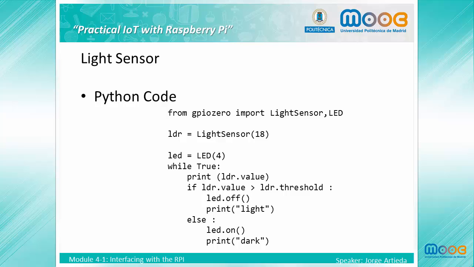This is the code we use to read the light sensor. First, we see that the light sensor is connected to pin 18 and the LED is connected to pin 4. Second, we enter an endless loop where we compare the sensor value with a threshold and configure the LED value according to the result.